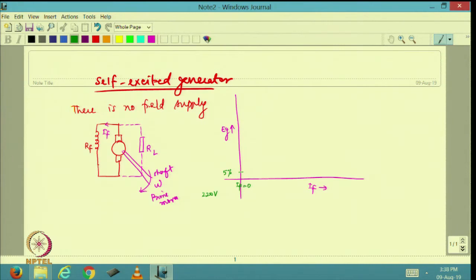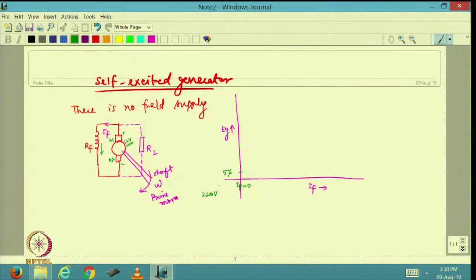Now, this voltage is generated. Because this voltage is generated, it manifests itself across the armature. Let us say this is A1 and this is A2. This is going to be about 12 volts to start with. This 12 volts is going to definitely pass a current through the field. Whether I like it or not, it will pass a current through the field.